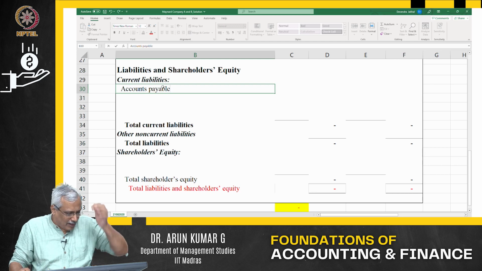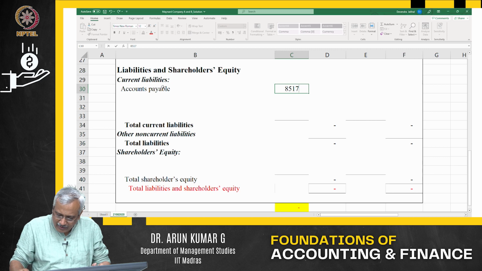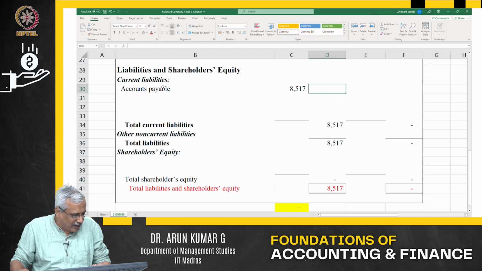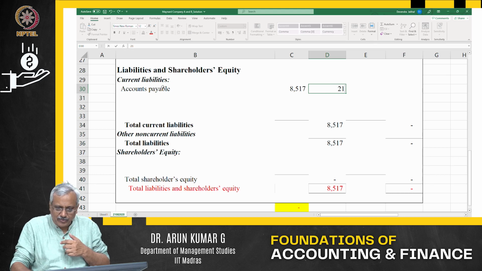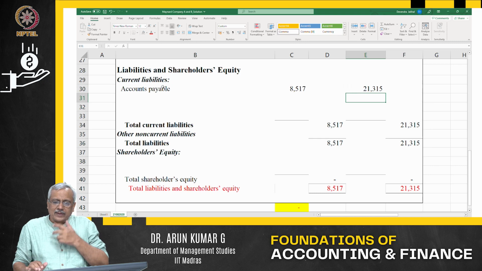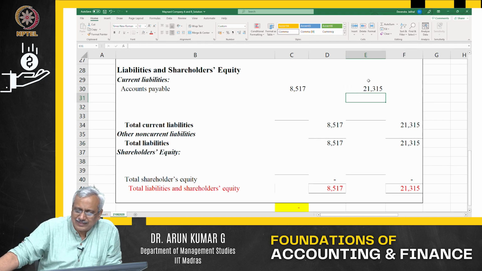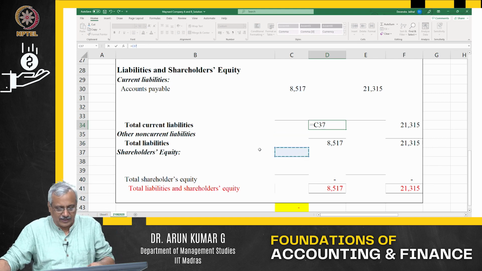What is the amount? 8517 for 1st of June, and 21,315 as of 30th of June. I am sorry, next column. So, why are some numbers appearing here and here? Nothing. I am just totaling the current assets. It will just appear as a total, as you can see on the formula bar. I am just totaling it. That's all. Nothing else other than that.